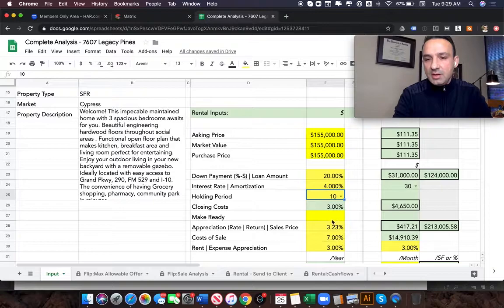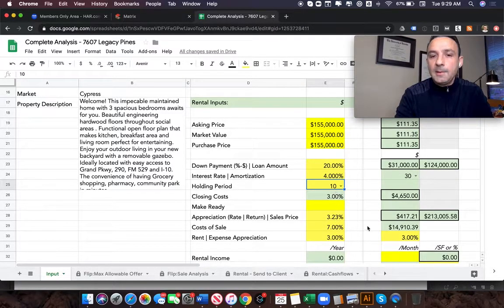We're assuming that there's no make ready here, meaning that the property is rent ready. We're not going to do any work or spend any money to get the property ready for rent. This could change, obviously, if the property needs paint or carpet, or that figure would go here.